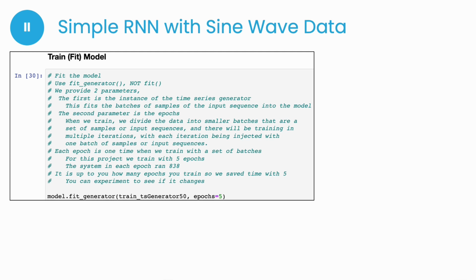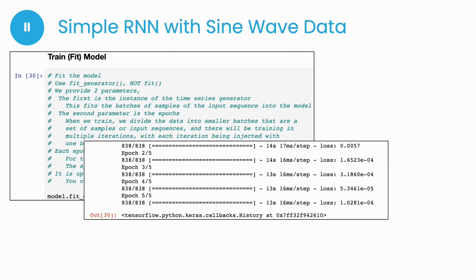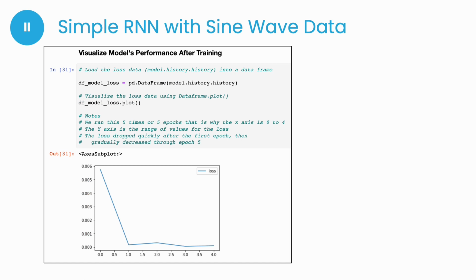The next tasks were to train or fit the model. 2 parameters are provided, and the first is the time series generator, and the number of epochs is the second parameter. 5 epochs were defined for the model, and here's a look at the training epochs. After training, the model's performance was visualized by loading the loss data into a data frame and plotting the points.